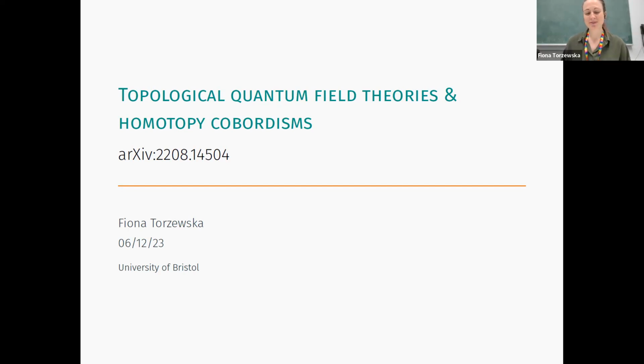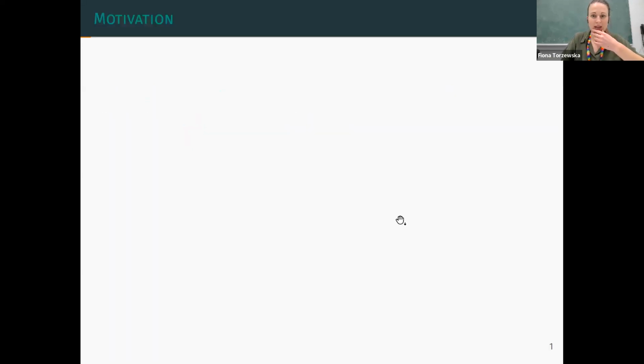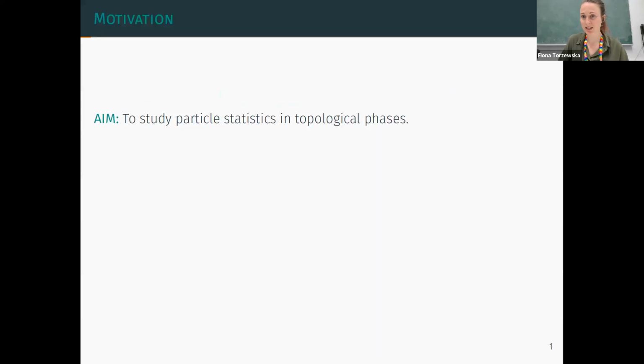Most of the things I'm going to talk about in this talk are contained in this paper of the same title that's available on arXiv at this number if you want to go and have a look at it. Okay, so let's start off with some motivation. Why did I start working on this? I was interested in understanding particle statistics in topological phases of matter.